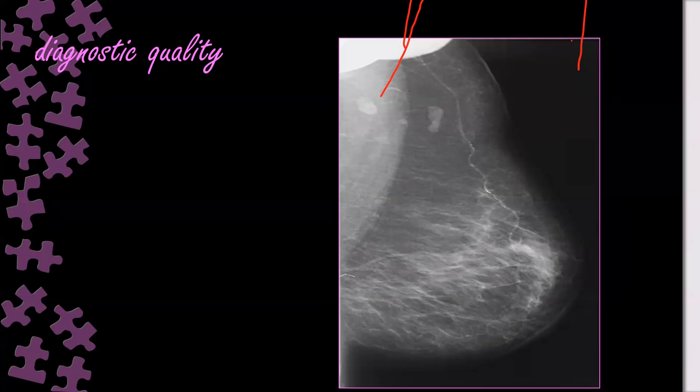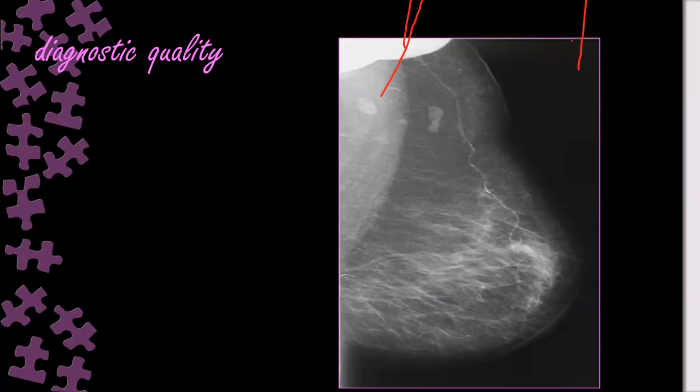The pectoralis is convex and the lower edge. I'm not seeing the nipple also. Okay, this is the nipple. The lower edge is above the posterior nipple line. Not above. At the posterior nipple line. It's adequate, the pectoralis. Pectoralis is adequate.